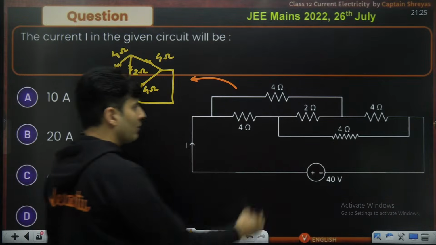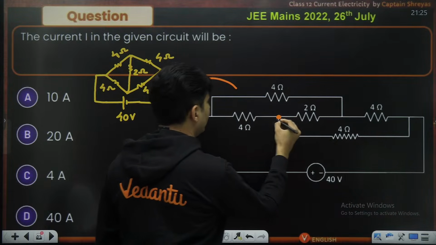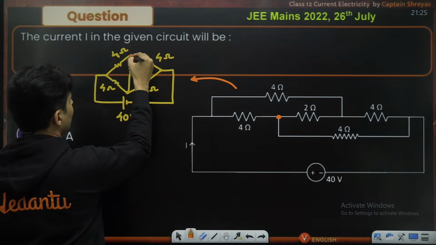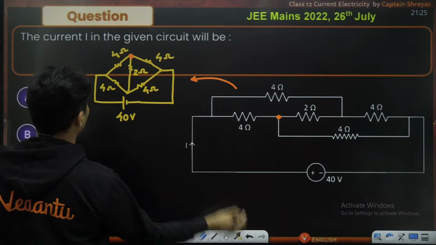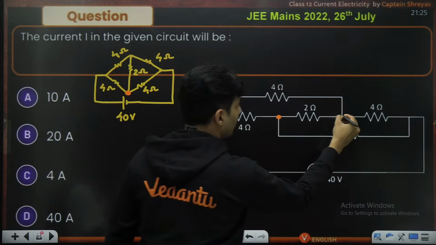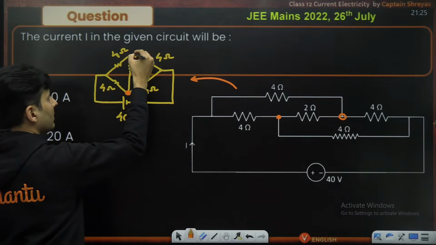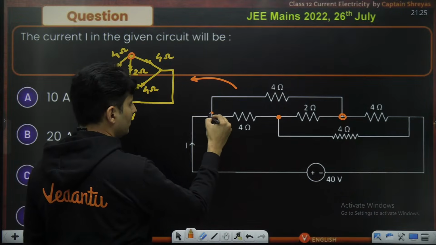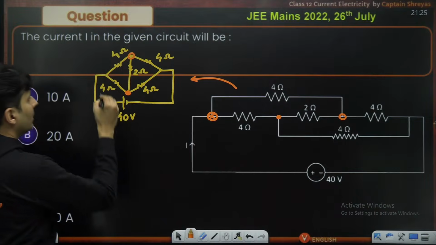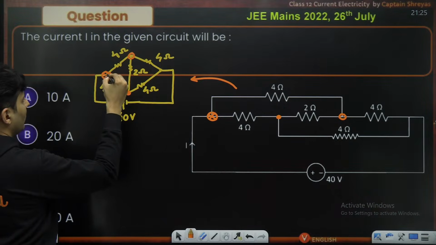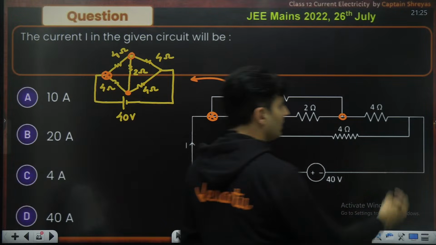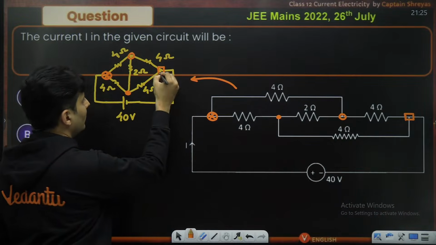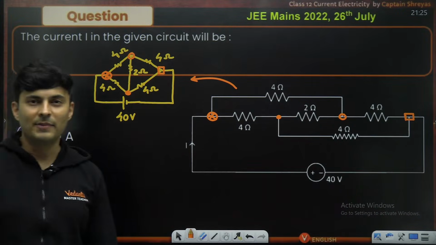Just check if you are able to see how this circuit is exactly this circuit. Can you see that? If you want, I'll mark the points. This point is this point over here, and this point is this point over here. This particular point is this particular point over here. And this point over here is this point over here. Now you can see the similarities.